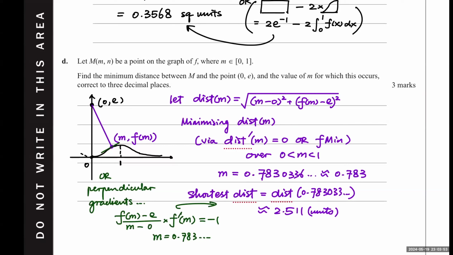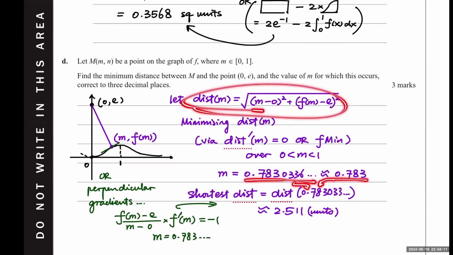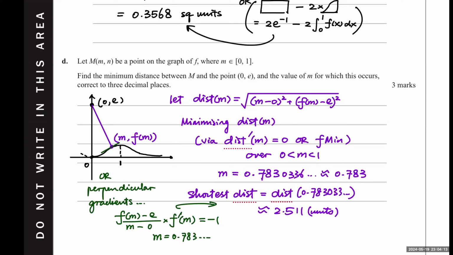And one final thing, I would highly recommend you to use the unrounded value for the substitution here, even though you state the m as your final answer to 3 decimal places. I'm not going to just sub in 3 decimal places. I will substitute everything into the distance function here, okay? So that is question 1. And now let's move on to question 2.